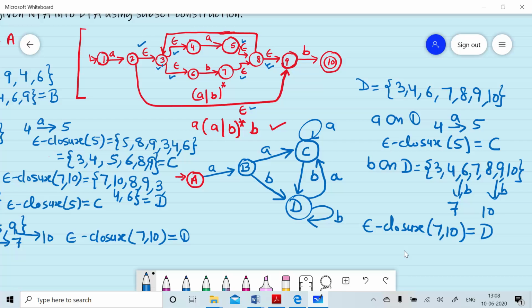Now in our NFA, 10 is the final state and 10 is only included in D set. So we will call D as the final state in the DFA.